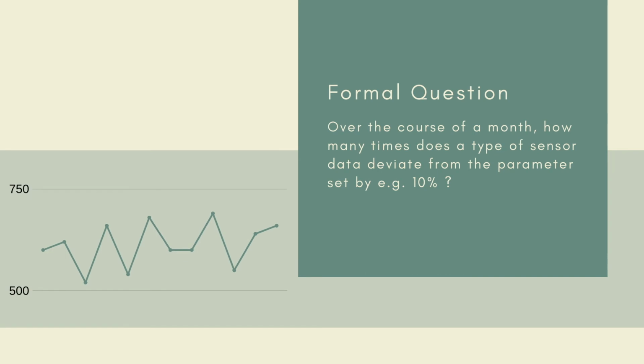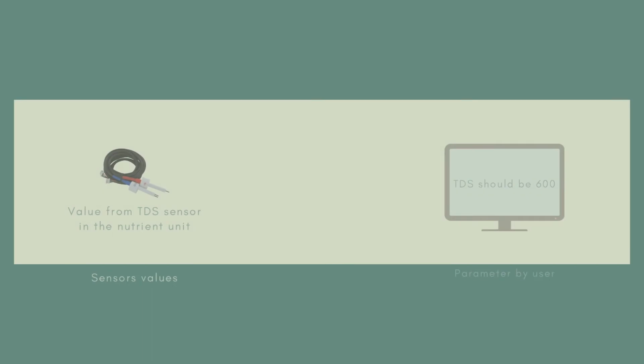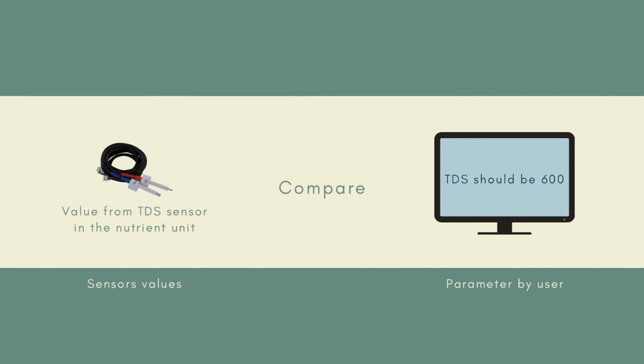Well, how do we measure how well the equipment in our system actually works? Let's compose a more specific question than that. Let's say, over the course of a month, how many times does the type of sensor data, for example TDS, deviate from the parameter set by the user? By, for example, 10%. What we need to do is compare the sensor data within a module with the parameters set for the module group during automatic mode. But for simplicity, let's focus on one sensor value, TDS, short for total dissolved solids, which measures how much nutrients are dissolved in the liquid.